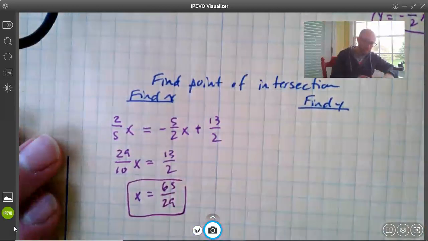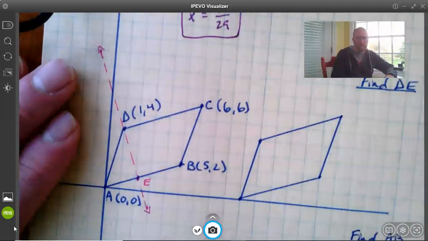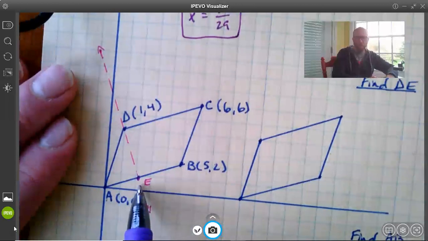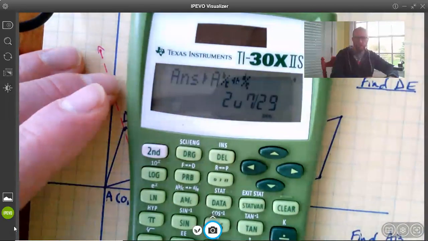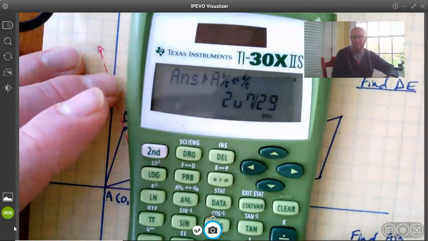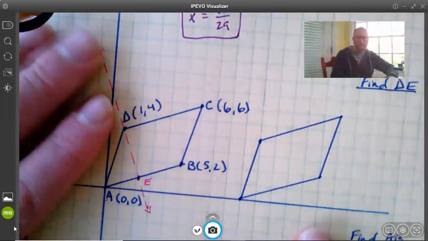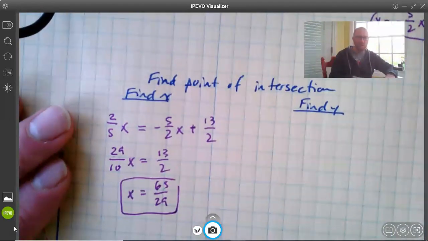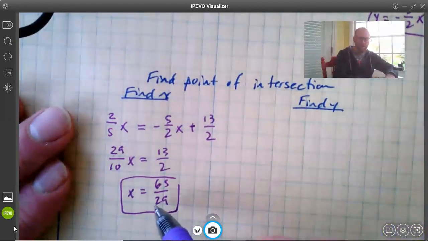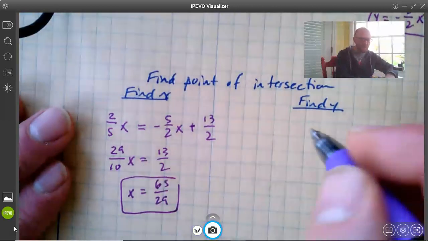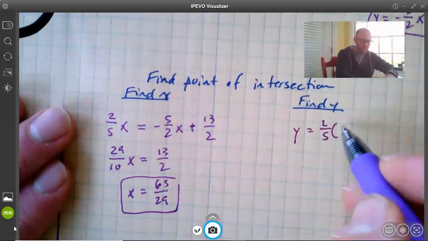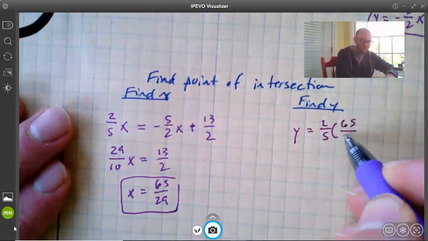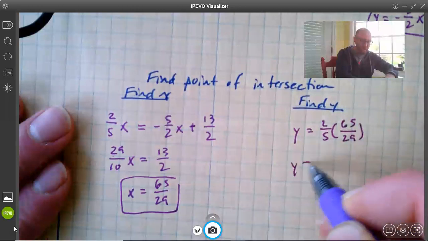Let's just check and see if that seems reasonable. If we look down here, it is a little bit more than 2, and that was our 2 7/29, so yeah, a little bit more than 2. That seems reasonable. Okay, so that's our x coordinate. Let's find our y coordinate. Now that we solved for x, we plug it back into one of these equations to find our y-coordinate. I think the easy one would be y equals 2/5 times x, which is 65 over 29.